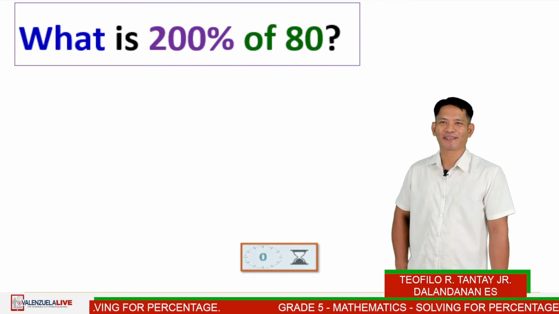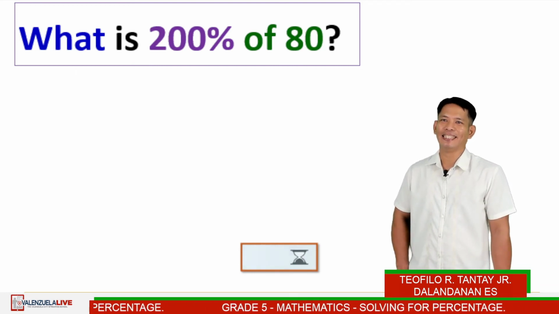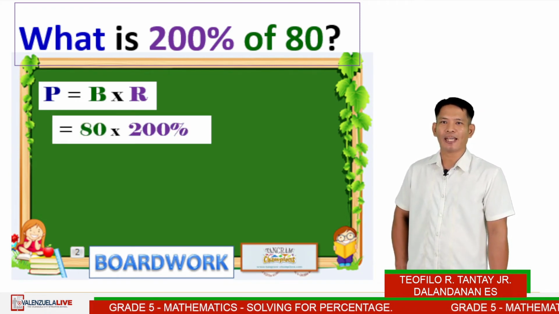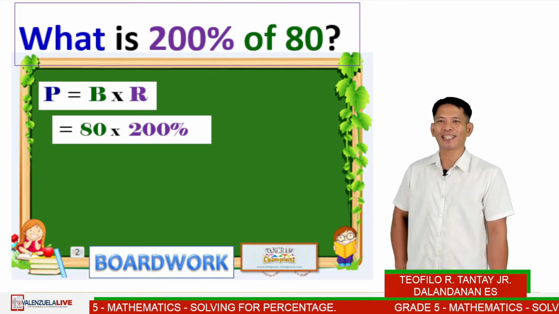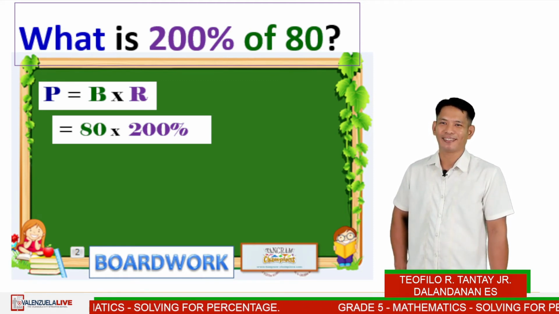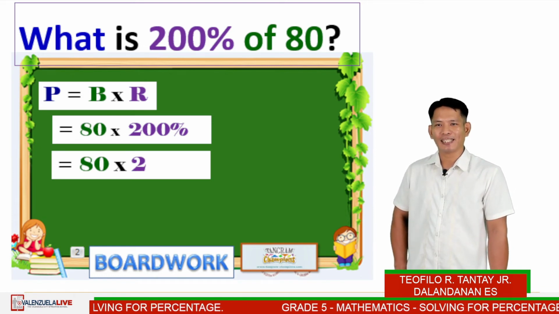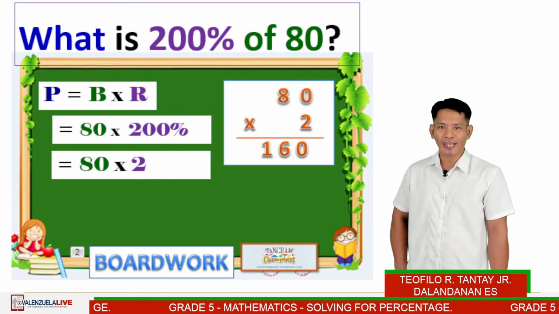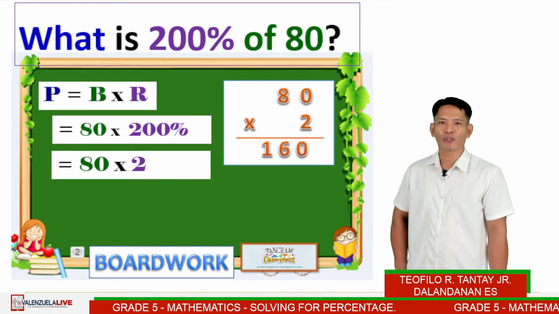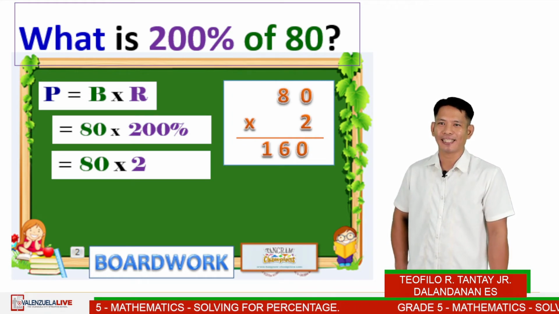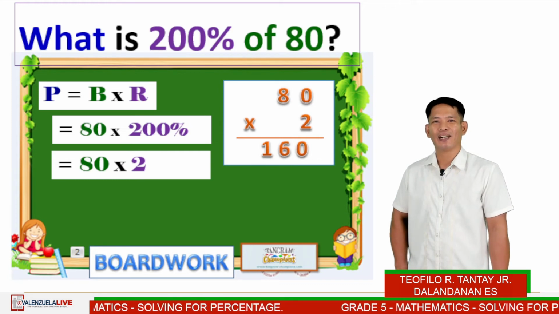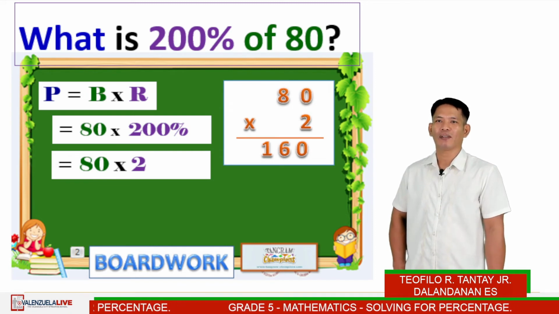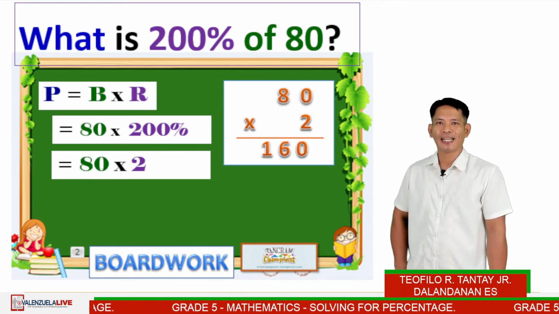Grade 5, what is 200% of 80? Applying the formula, we have P is equal to B times R. B is 80 and the rate is 200%. What is 200% in decimal number? Of course, 200% is equal to 2.00 or simply 2. If we multiply 80 times 2, we have 160. Therefore, 200% of 80 is 160.